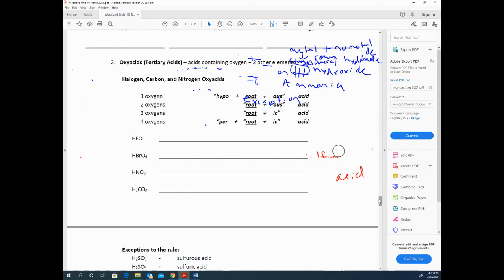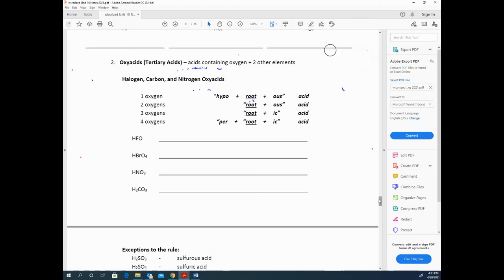Okay, so these all have more than 2 elements, and they're all going to have oxygen in them. So they're called oxyacids. More than 2 elements, and they have oxygen in them. This is how they are named. First off, it depends on how many oxygens they have. We name them based on the number of oxygens. This first one has 1 oxygen, so I'm going to follow this rule. I'm going to put hypo at the beginning, then the root of the element that isn't oxygen, the second element still.